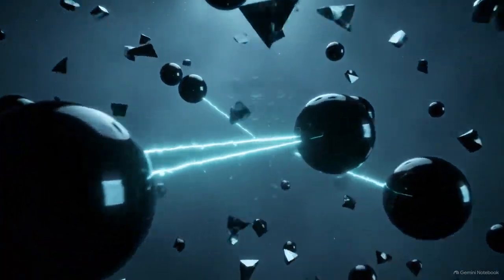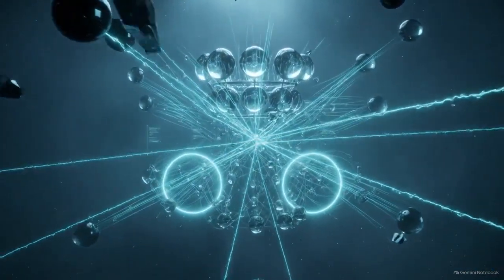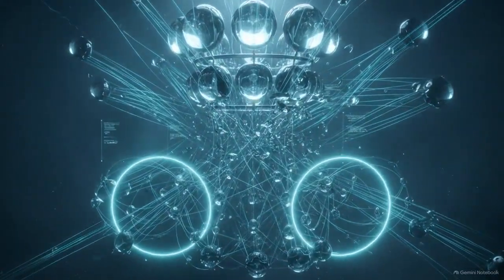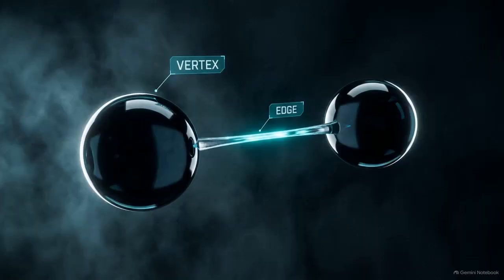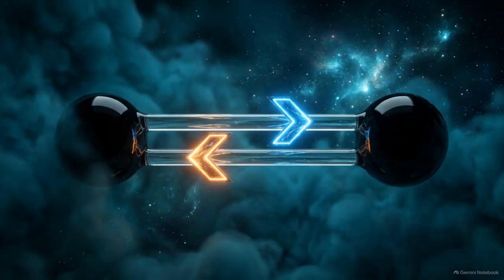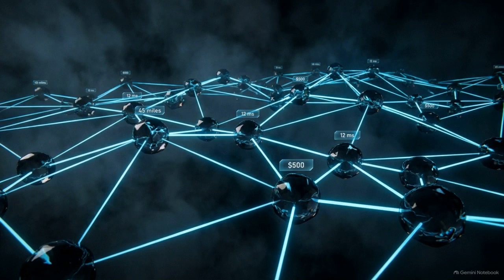When nodes connect in any direction and form closed cycles, the rigid tree dissolves into a graph. In this multidimensional space, nodes are called vertices, and their connections are edges. These edges can flow in one specific direction or go both ways. We can even assign them weights to represent real-world costs like distance, time, or network latency.